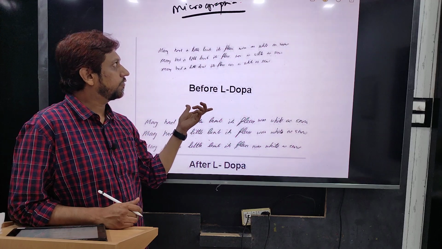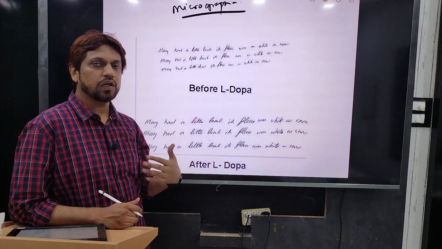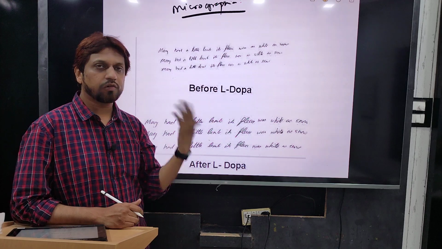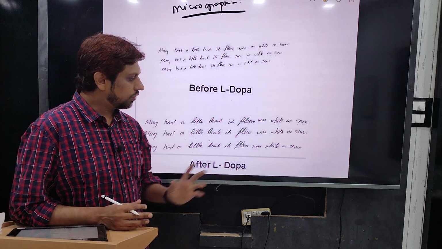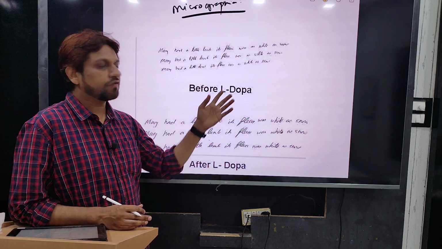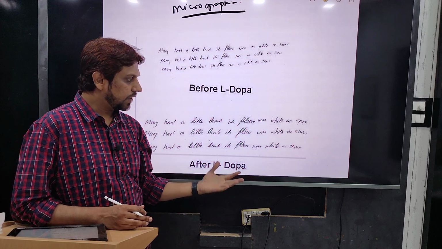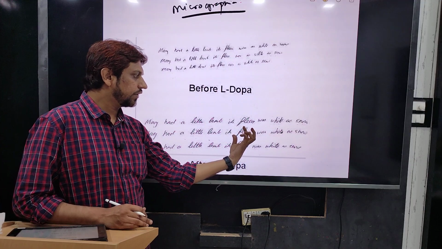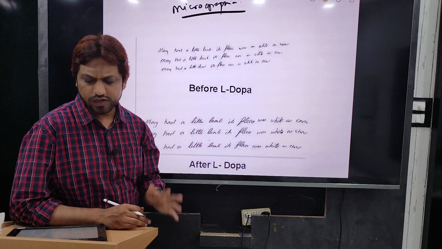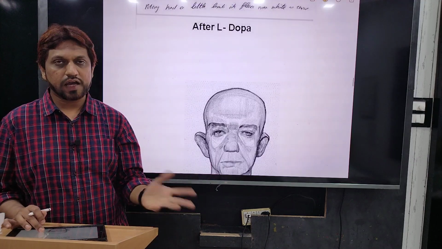So it is shown before and after L-DOPA treatment. Okay, there is a treatment for Parkinson's disease. L-DOPA we will discuss in the management section. So before L-DOPA, the person suffering from this will have small handwriting. When we give L-DOPA and the Parkinson's disease improves, then the size will become normal. Okay, that is micrographia. That is one of the diagnostic features.